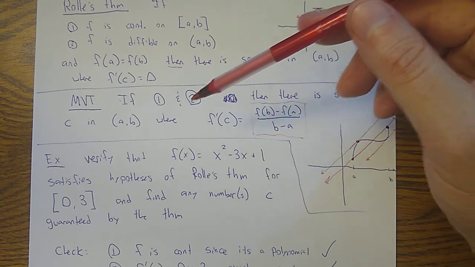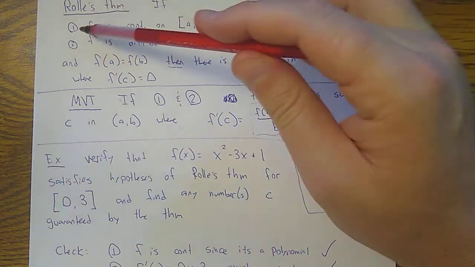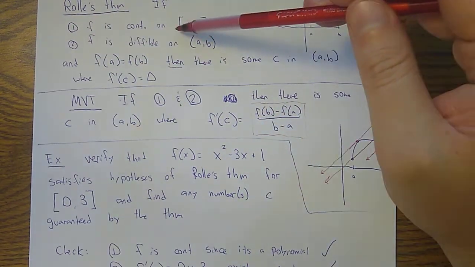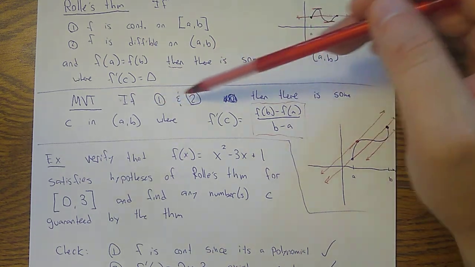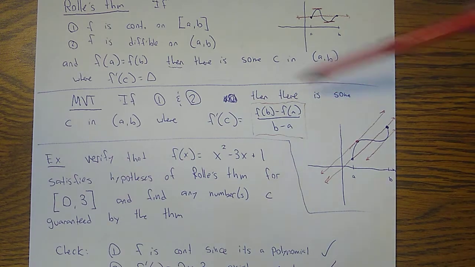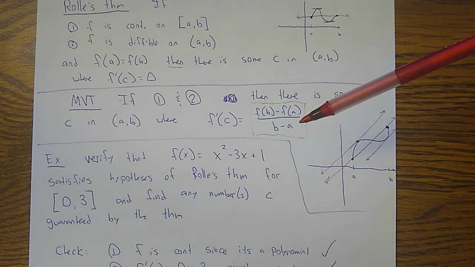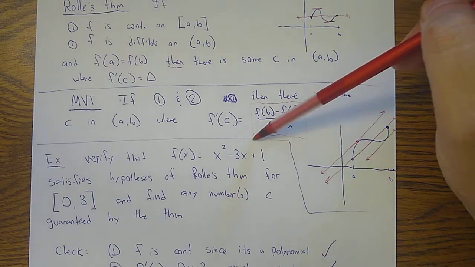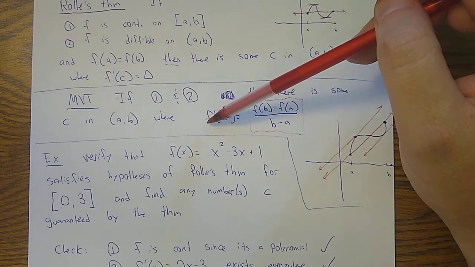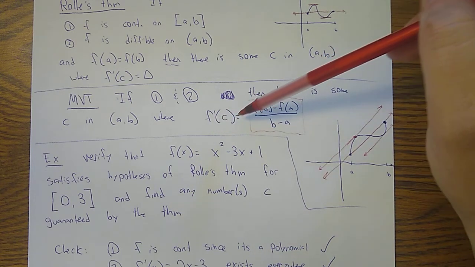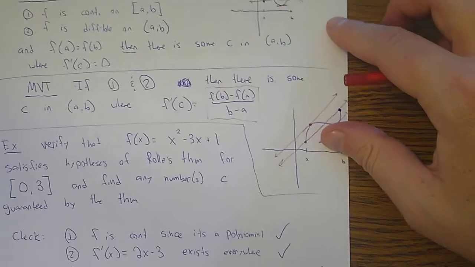The mean value theorem has the same two conditions: it has to be continuous and differentiable. Continuous on the closed interval, differentiable on the open interval. So if we have those two things, then there is some value of c such that the derivative equals this. What is this? You might recognize it as the slope of the secant line. So this is saying that the slope of the tangent line at c equals the slope of the secant line from a to b.